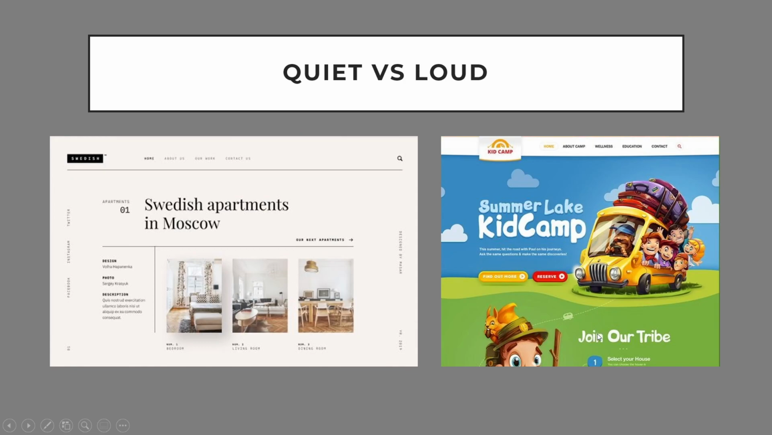Quiet and loud. Between A and B, which one is quiet, which one is loud? Earlier we were looking at physical products, now we're looking at websites. Which is quiet? A is quiet, again. Did you see? Same principles in action.